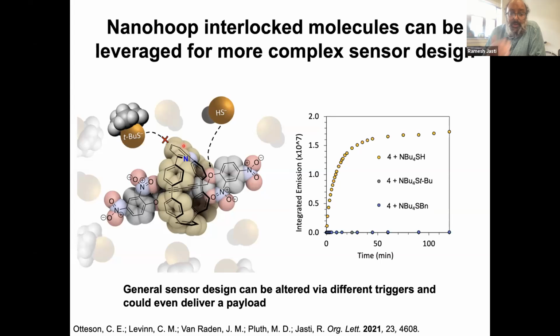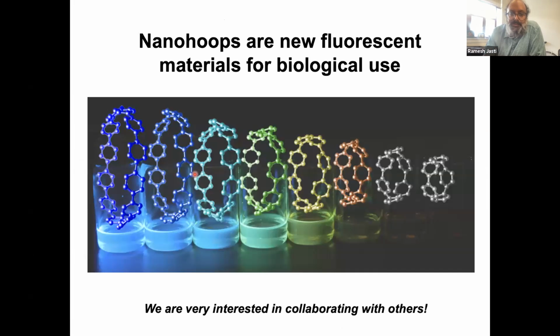But this is cool. And so, I think this is pretty much the last science slide. So the idea is that you could develop like a general sensor design. The triggers can be different, and the payload could be different. But the basic chemistry is that the hoop is a fluorophore, so you can read it out when the event happens. So those are the early days of these type of things. And so, we're interested in always collaborating with others.